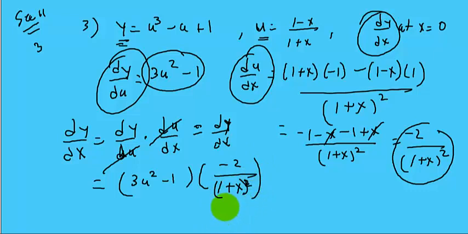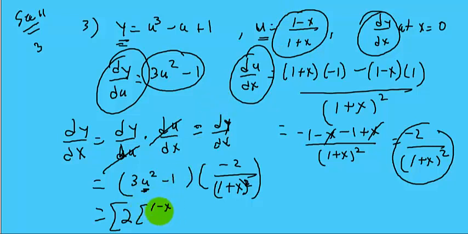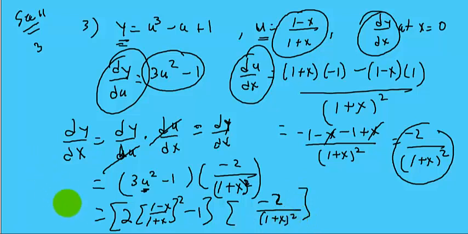Only one problem. I've got a u sitting there. What do I have to do to get rid of that? I have to write everything in terms of x. So what does u really stand for? 1 minus x. So I have (1 minus x over 1 plus x) squared minus 1, all that times negative 2 over (1 plus x) quantity squared. This is my dy/dx.